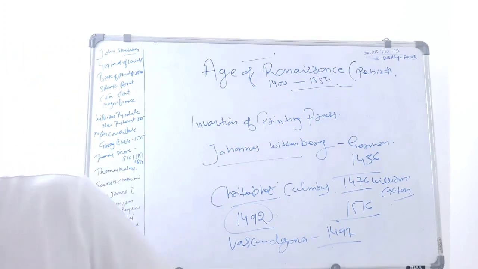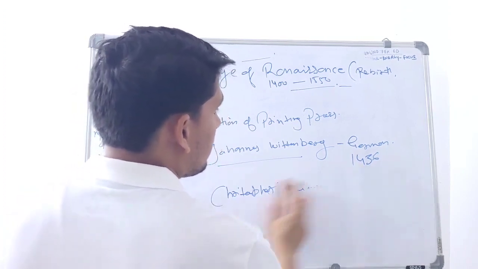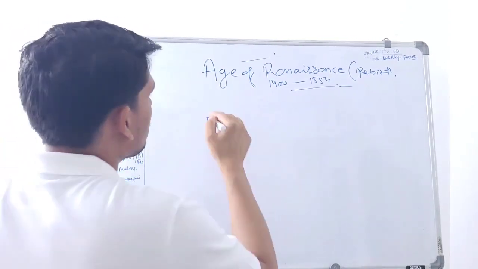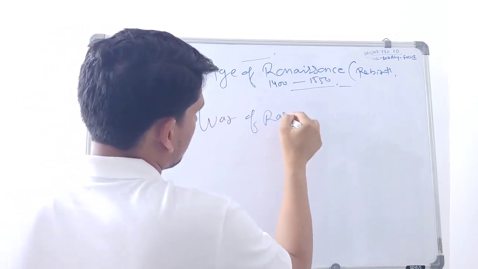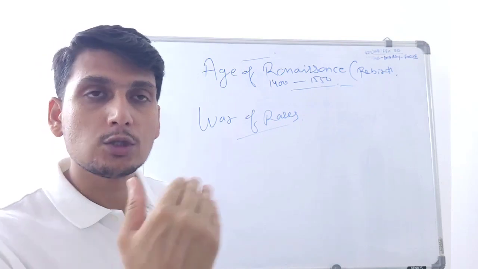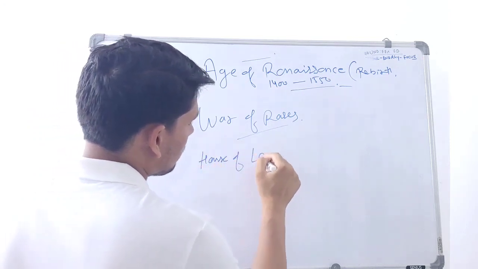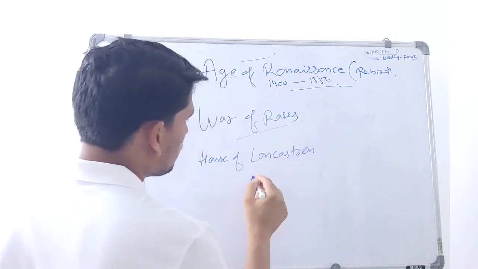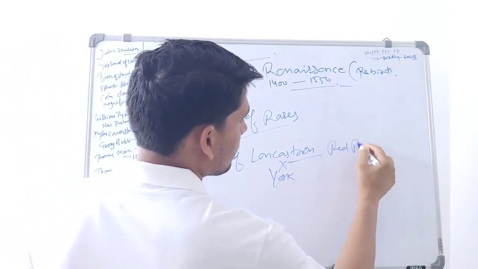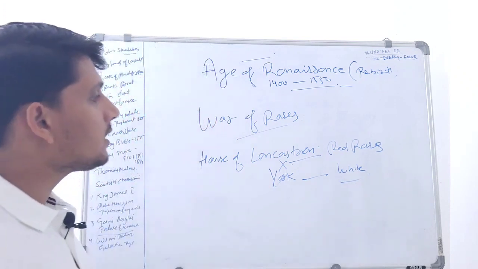Besides this, another very important event, which helped England to be a part of this whole movement, the age of Renaissance, is the end of the War of Roses. War of Roses was a civil war to gain power in England, to sit on the throne of England. It was between the House of Lancaster and the House of York. The House of Lancaster symbolizes the red roses and York symbolizes the white roses, and it was happening among them.